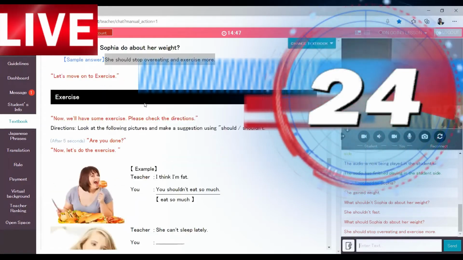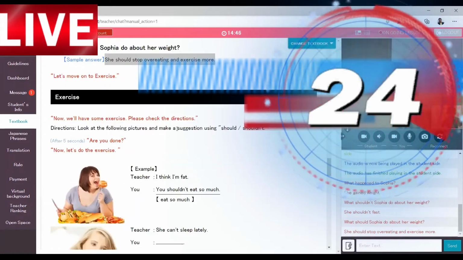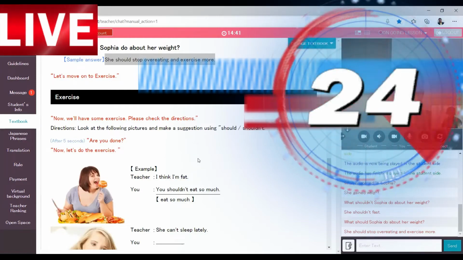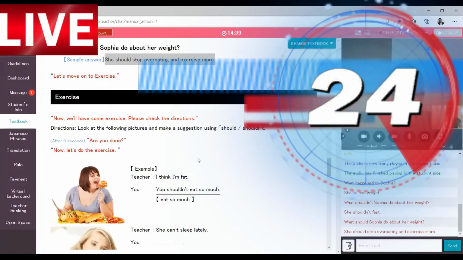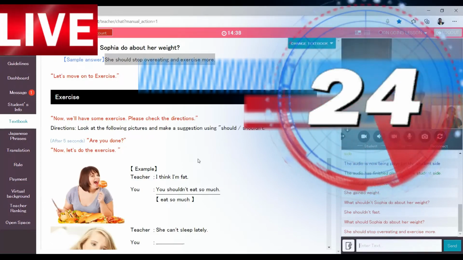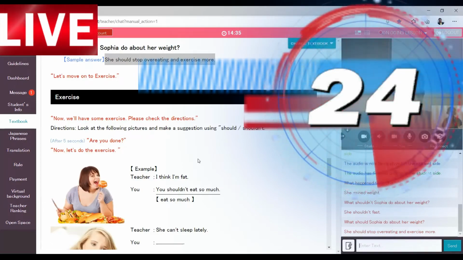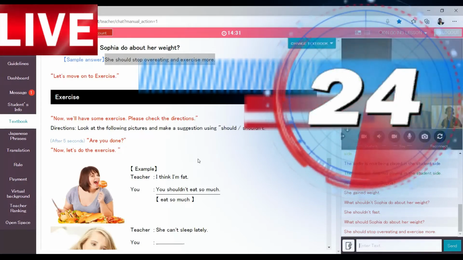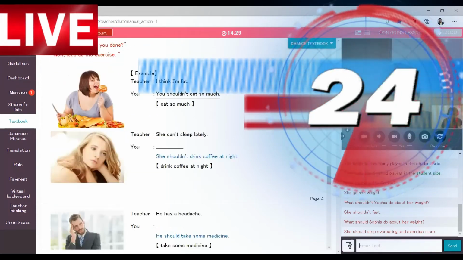Now let's move to the exercise part. So please check the directions here. Okay, look at the following pictures and make suggestions using should or shouldn't. Okay, so should or shouldn't. Okay, now let's do the exercise. First, let's look at the example.